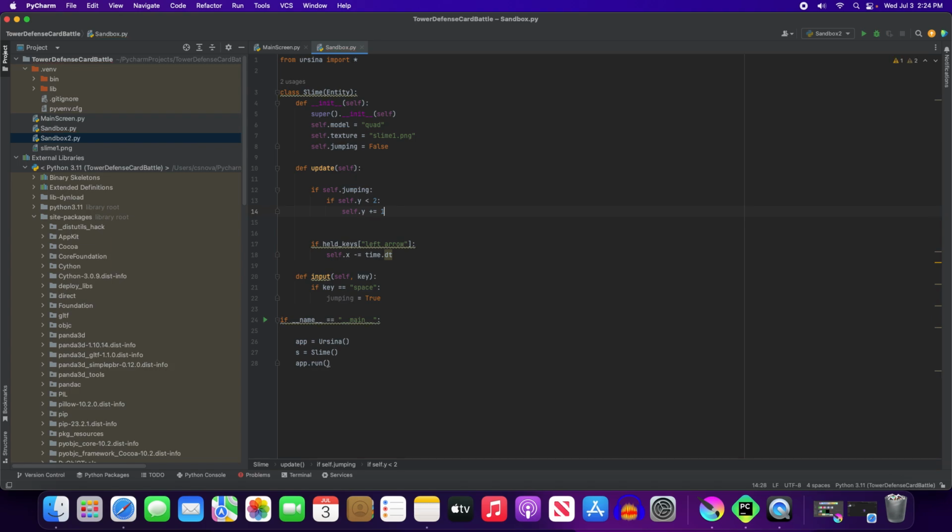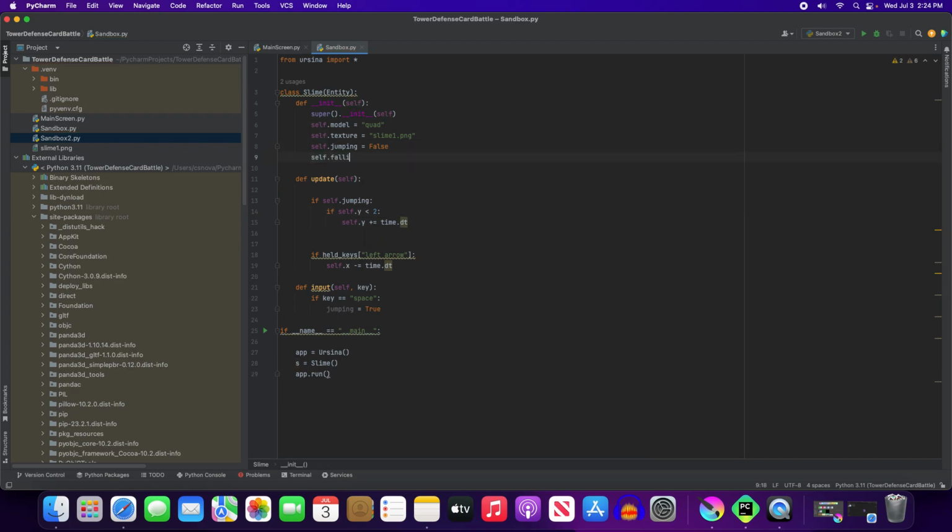Yeah, I'm going to have to change this a little bit. Anyway, plus equals not 1. We'll just do time.dt. And we'll also do self.falling equals false. So we're going to have an up, a down, and a just kind of sitting still. So if self.y is less than 2, then self.y plus equals time.dt.